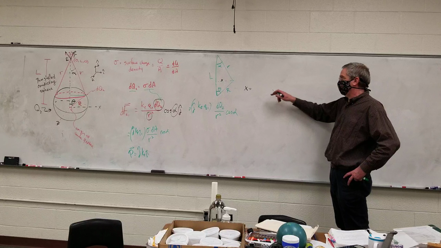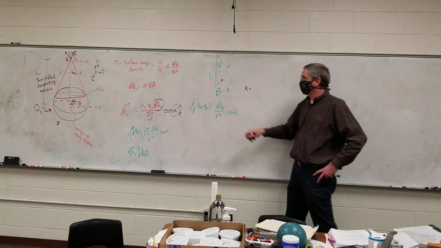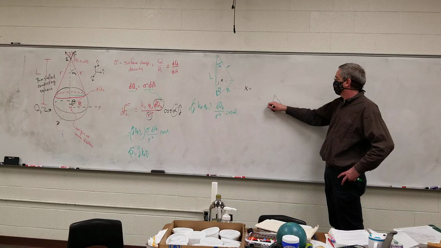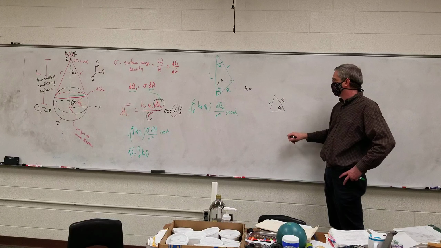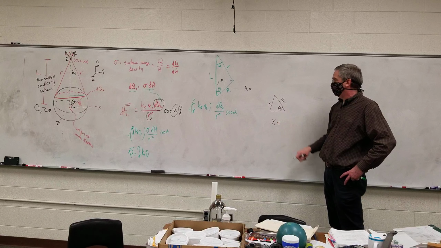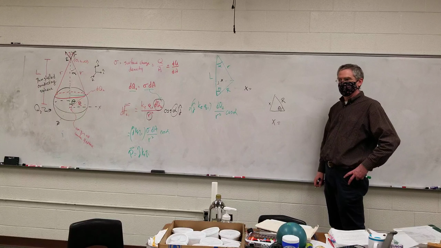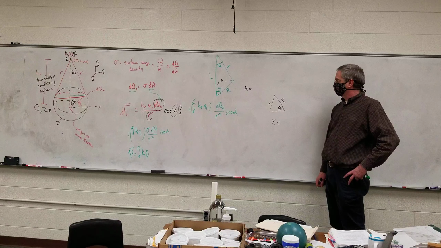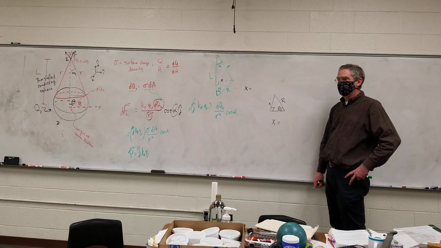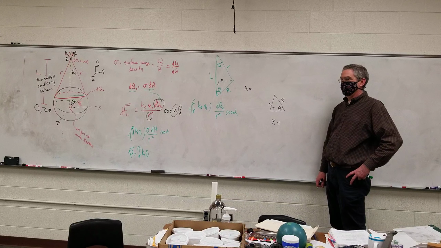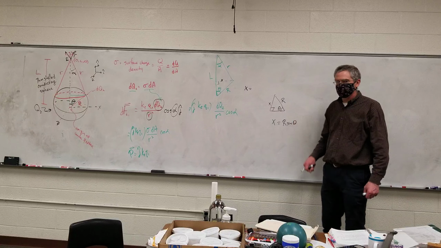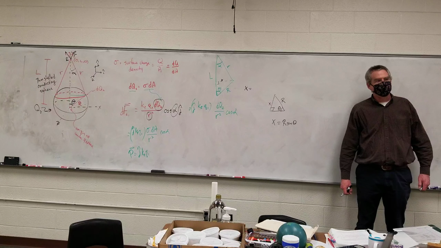Suppose I took that triangle, that's a right triangle right there. Suppose I took that triangle and I just rotated it. So that angle's theta, this is X, and that is R. R cosine theta. Or R sine theta. R sine theta. Been a long time?